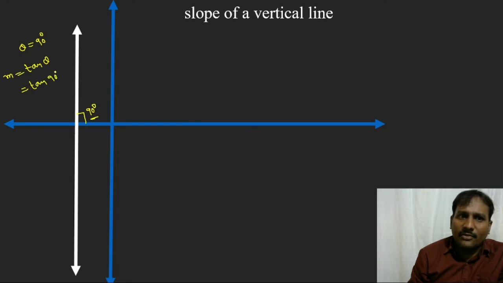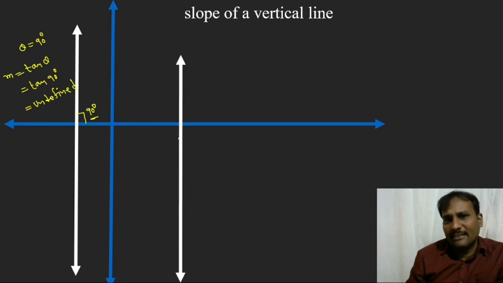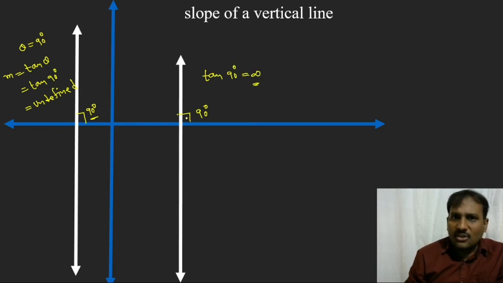What is the value of tan 90? It is undefined. So you take any vertical line, this angle is 90 degrees. Therefore tan 90 is undefined, infinity. Therefore the slope of a vertical line is undefined.